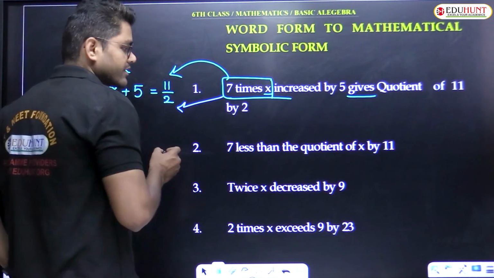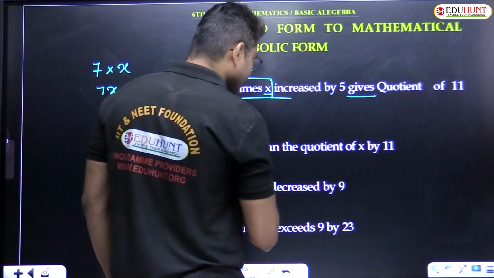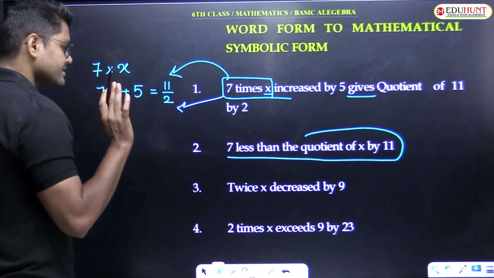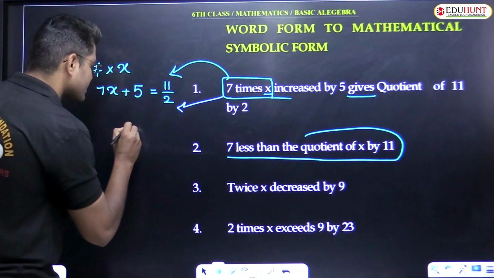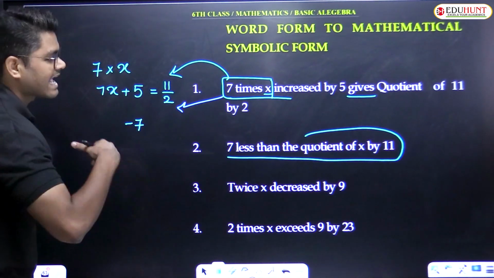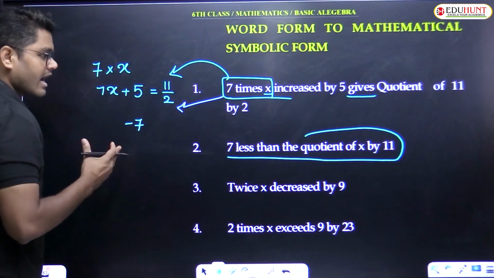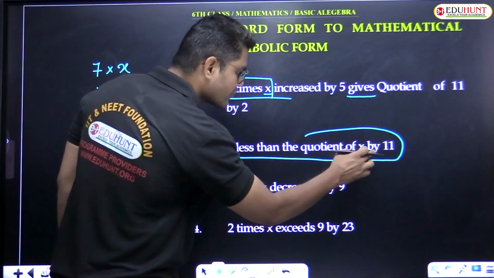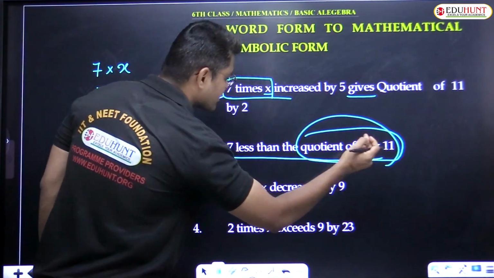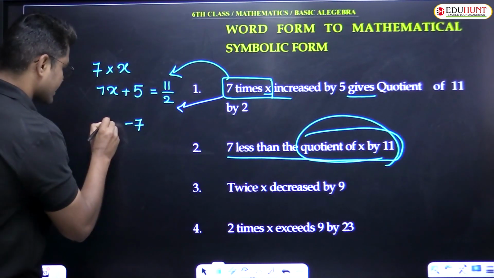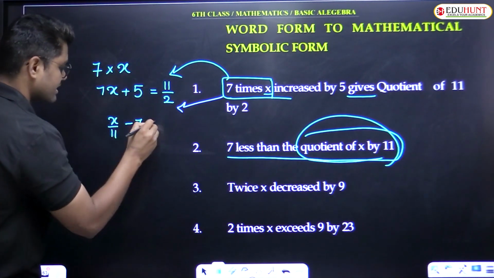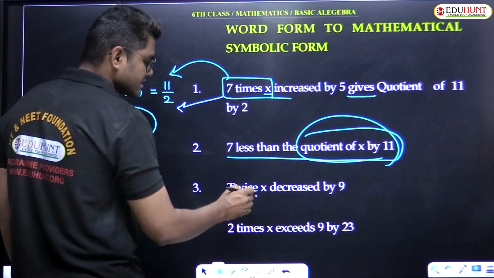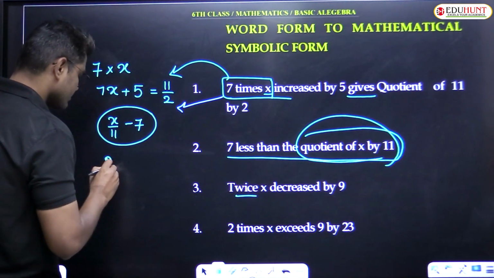Now, 7 less than the coefficient of x by 11. Okay, 7 less. That means we have to subtract 7 from than. So, after than only we have to write first. So, than the coefficient of x by 11. X by 11. That's it. Here, twice x. Twice means 2 x.